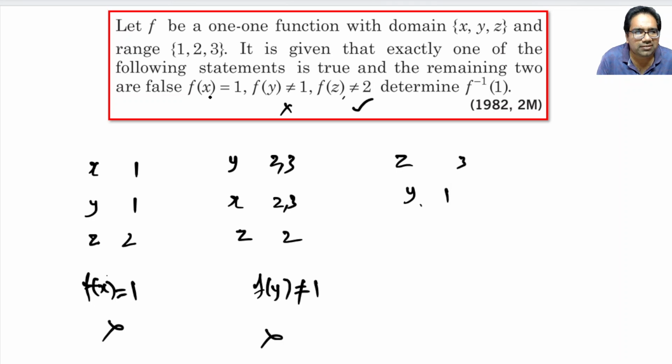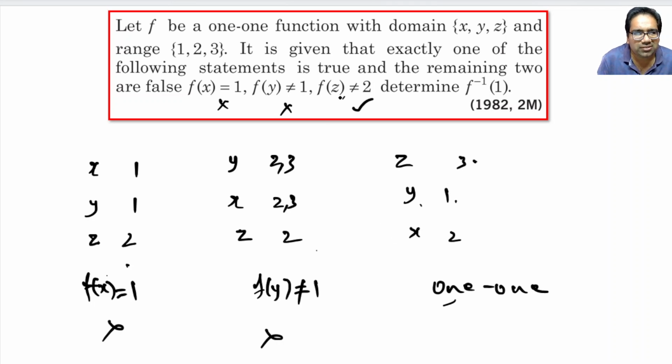Now x equal to 1 is false. That means x can be 2 or 3. But z is already 3, y is already 1. So x is 2. So x, y, z are mapped to 2, 1, 3 in this case. So this is a one-one mapping. In all the other cases, in one case 3 is missing, in another case 1 is missing. But this is the only case, when we assume the third one as right and the other two as false, that gives us a one-one mapping.